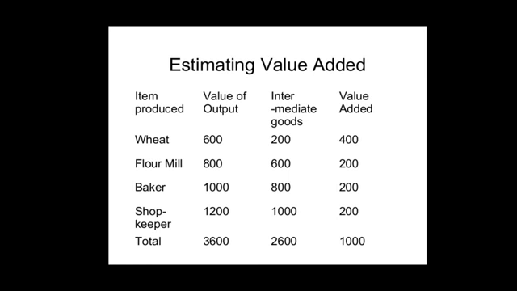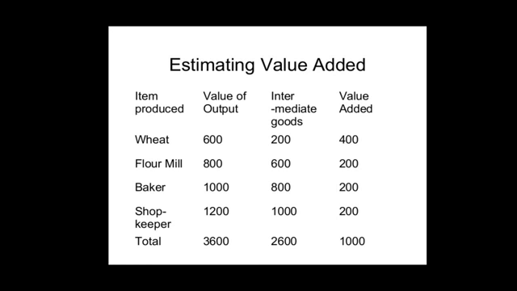After that, the flour miller buys wheat from the farmer for rupees 600. For miller, wheat is an intermediate good. Flour miller converts wheat into flour and sells flour to the baker for rupees 800. Value added by the flour mill is therefore equal to rupees 800 minus rupees 600, which is equal to rupees 200.